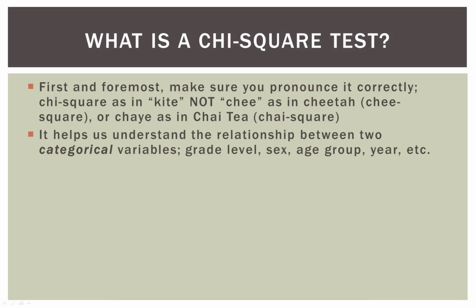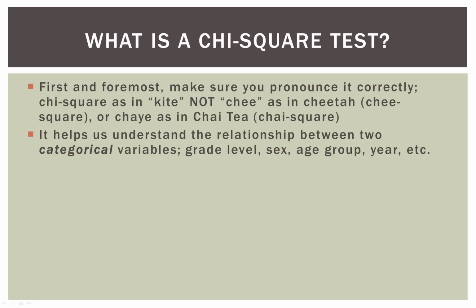Okay, now what does it do? It helps us understand the relationship between two categorical variables, and that's very important. They have to be categorical variables. So what do I mean by that? Well, grade level, that's one example in this case. So we have freshman, sophomore, junior, senior, and then special or unclassified. Sex, male or female, if we think of it as a binary category.